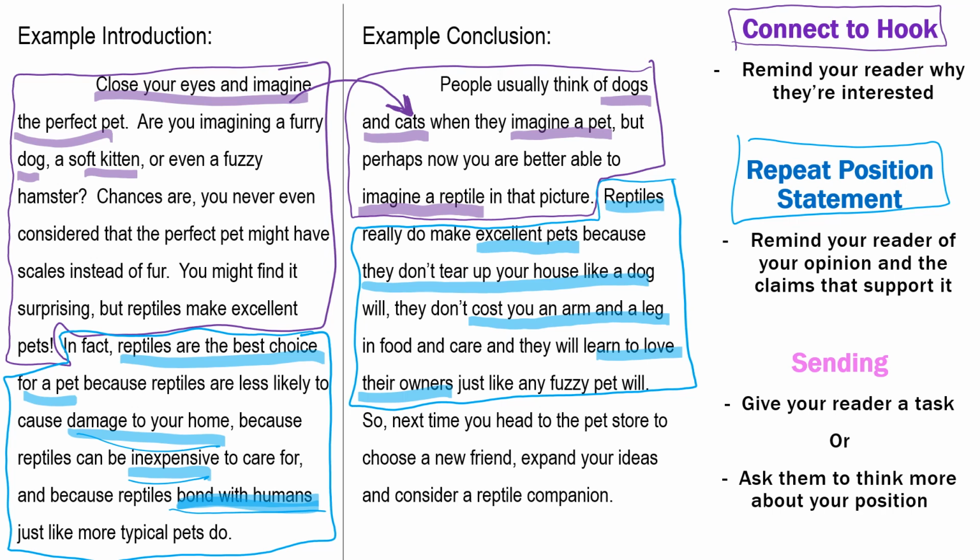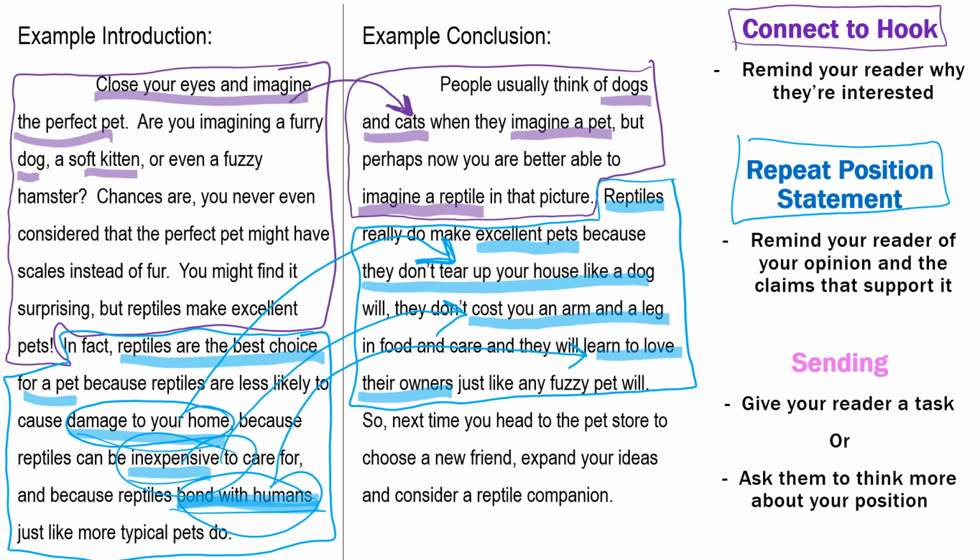Sometimes parts of your position statement you're going to end up repeating exactly, but always ask yourself, are there synonyms? Are there other words I could use? Are there any phrases I could use that mean that? Like for example, here I wrote damage your home, and here I wrote don't tear up your house. Here I wrote inexpensive, but in my conclusion I write doesn't cost you an arm and a leg. And here I wrote bond with humans, and then here I wrote learn to love their owners. I thought of different ways to say it.